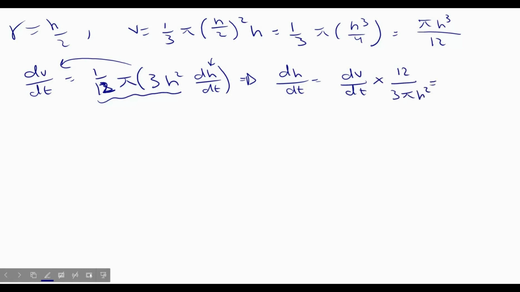We know that dv over dt is 2, in fact, multiplied by 12 over 3 pi, and the h represents the h of the water, which is 3 squared. To simplify, we have 12 over 3 is going to be 4. So here we have 8 over 9 pi. And that's all, in fact. So this is how we got dh over dt, which is 8 over 9 pi.